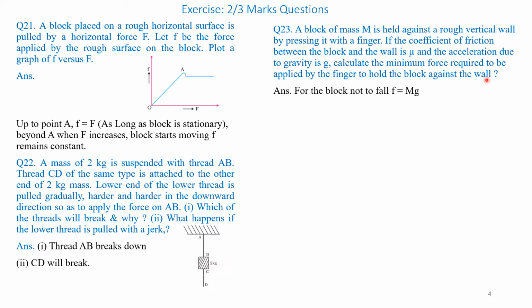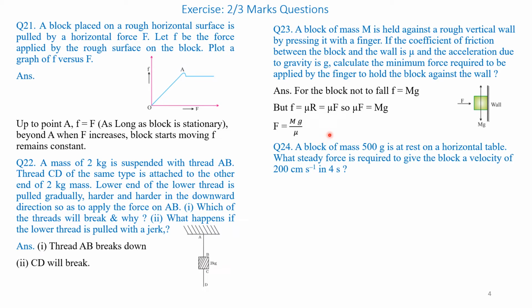Answer. For the block not to fall, small f should be equal to mg, where m is the mass of the block. Please see the figure here. The block is held with a finger, capital F, against a vertical wall, and there is a downward force m into g. But f is equal to mu into R, that is mu into capital F. So mu F is equal to m into g. Therefore, the applied force is equal to m into g divided by mu. So this is the force required to hold the block against the wall.